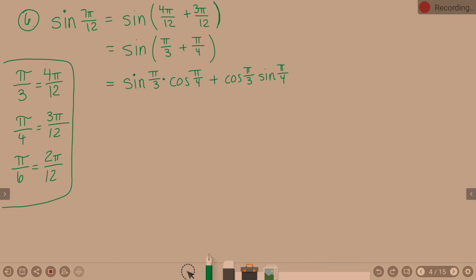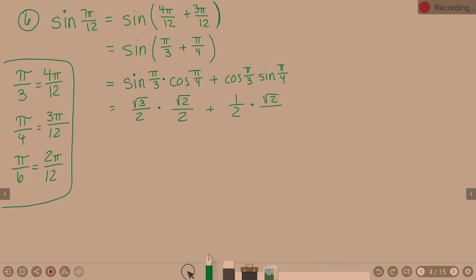And now we can do this problem just like we did cosine of 15 degrees, yes? What is sine of pi over 3 according to my handy dandy chart? Square root of 3 over 2. What is cosine of pi over 4? Square root of 2 over 2. Plus, what's cosine of pi over 3? 1/2 times what's sine of pi over 4? Square root of 2 over 2.